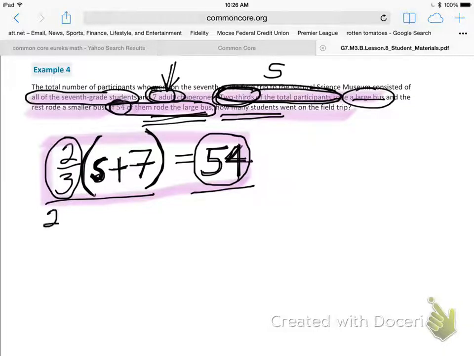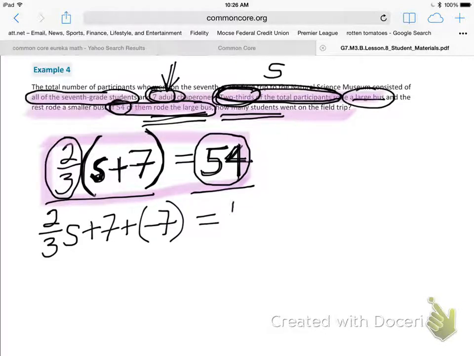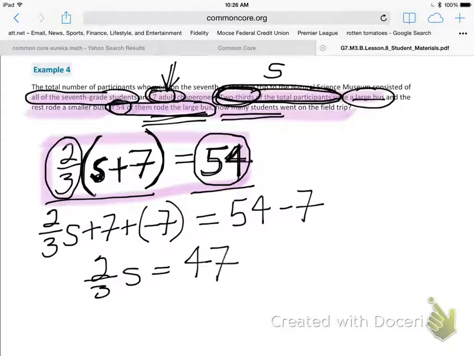So let me just go down here. I'm going to go 2/3 S plus 7 plus -7. So I'm creating a 0. And then 54 minus 7, again doing the same thing on both sides. All right, so now we have 2/3 S equals 47. Now we've made our 0 here by adding the additive inverse, and we did that on both sides.